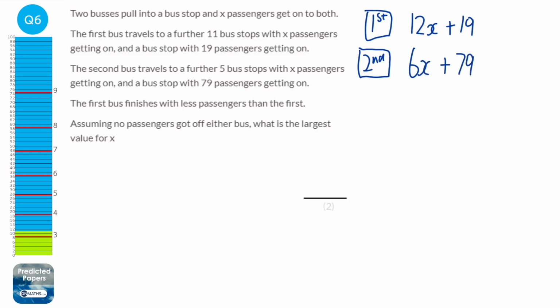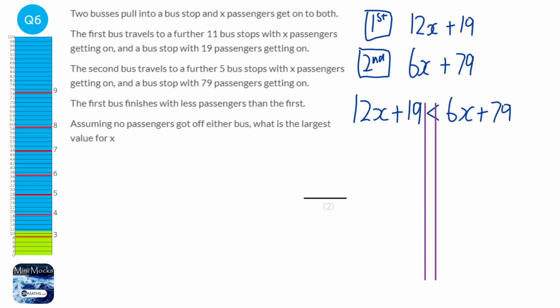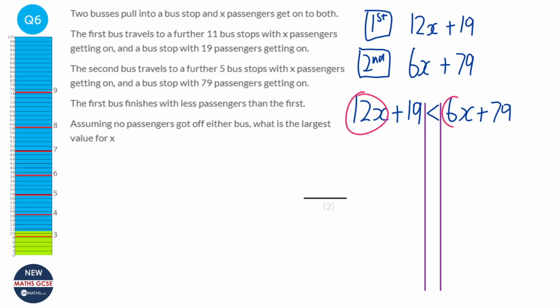And it says the first bus finishes with less passengers than the second. So the first bus finishes with less. And the way we show that is with this inequality here. Now all we need to do is solve that inequality. And we've got x on both sides, so we look at the x's. We've got 12x and 6x, so we always take away the smaller amount. So we're going to take away the 6x both sides.